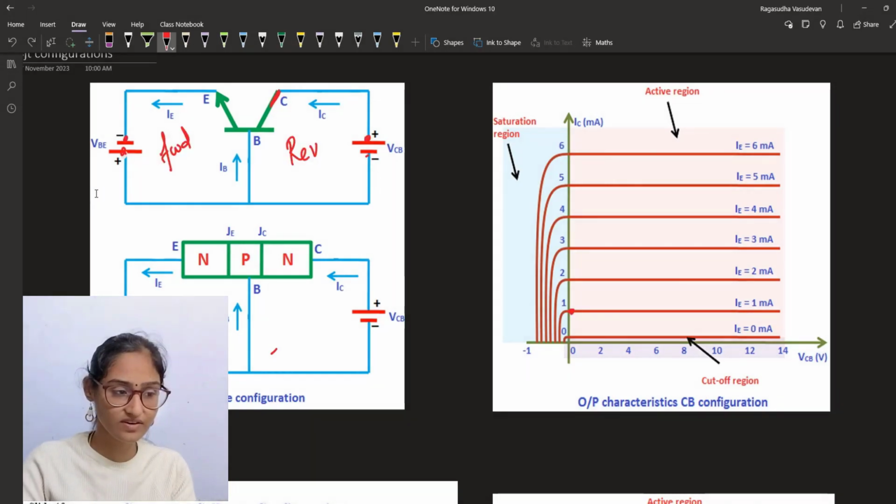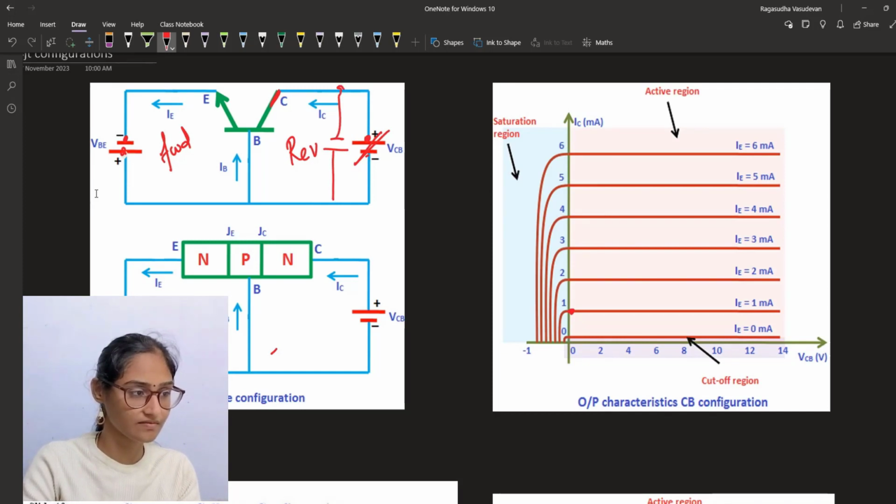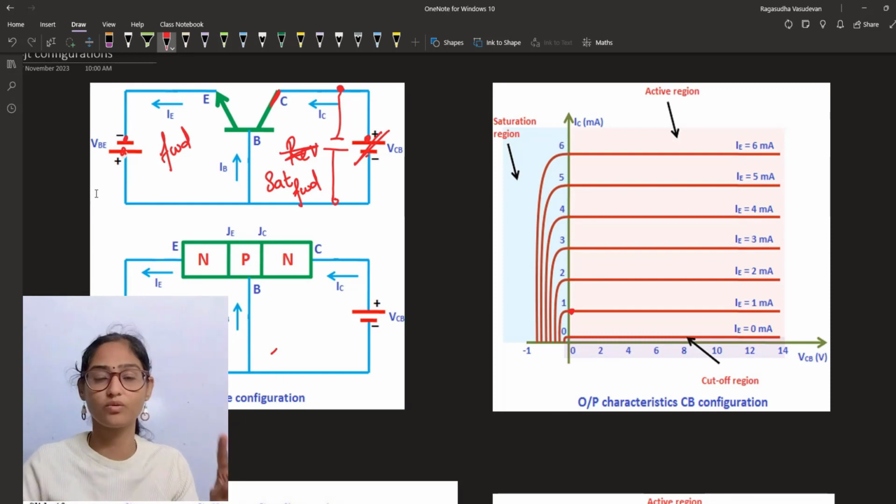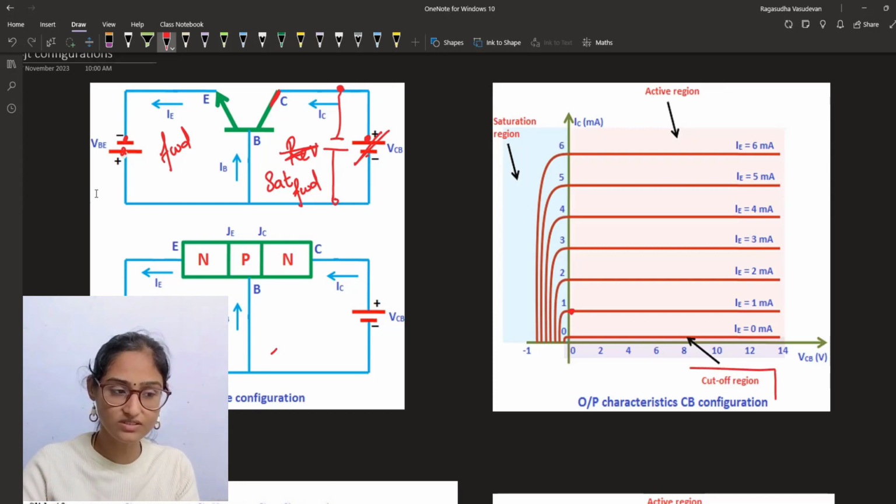In this graph, when VCB is negative, when VCB is connected like this, the transistor will be in saturation and this region is also forward biased. So when both the input and output terminals are forward biased, the transistor will be in the saturation region. When both are reverse biased, the transistor will be in the cutoff region.